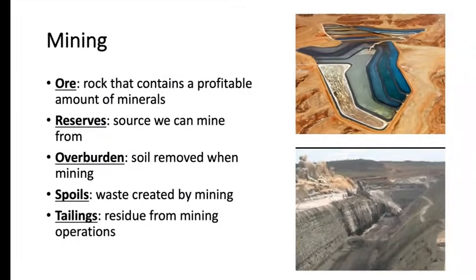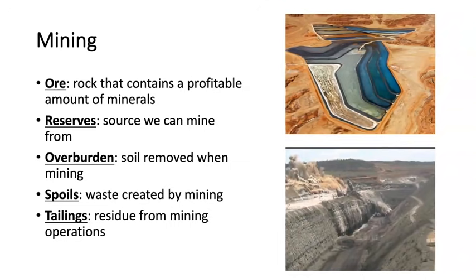So for mining, we need to know types of mining, which we'll cover in just a minute, and also a few vocab terms. So ore is going to be our rock that contains a profitable amount of minerals. So like iron ore, for example, is going to contain iron within whatever it is that we pull out of the ground. Reserves are a source that we know is available to mine, and then depletion time for reserves refers to approximately 80% of reserves thought to have been used up.